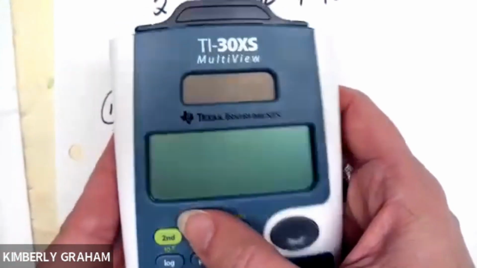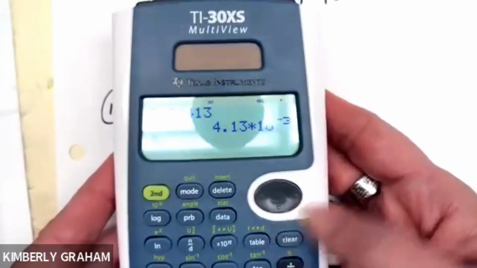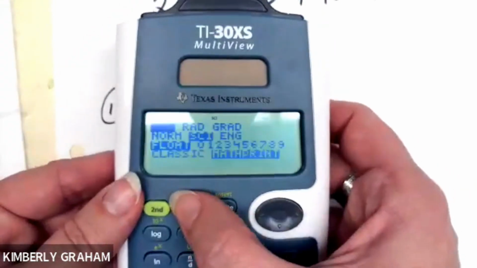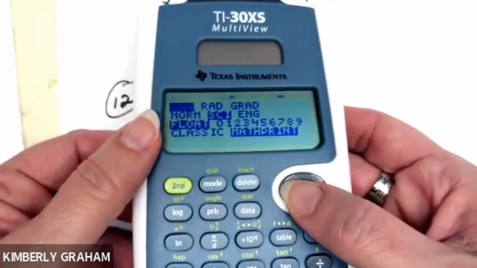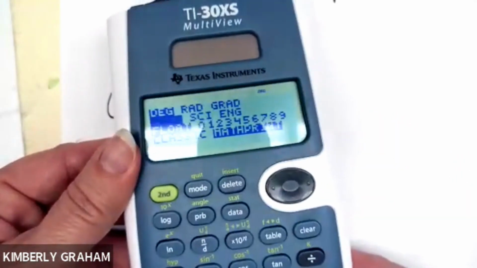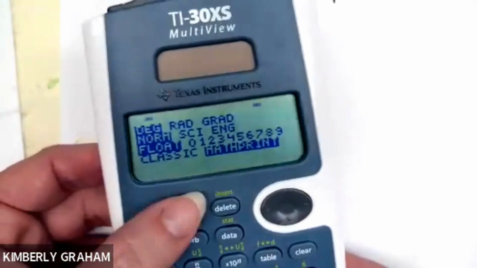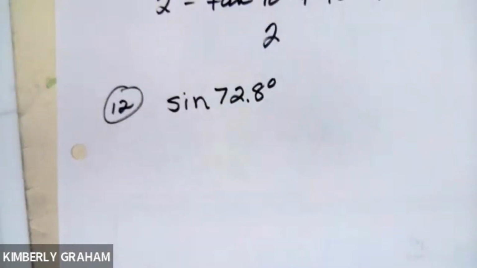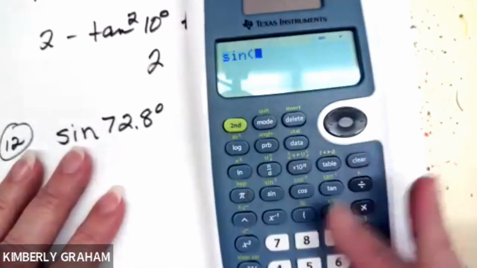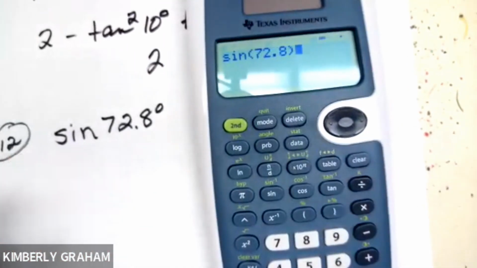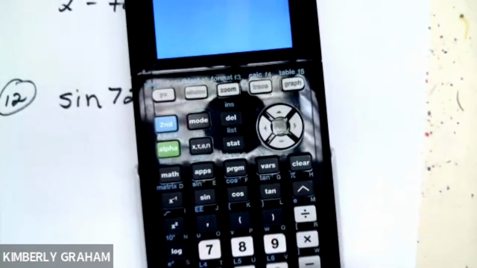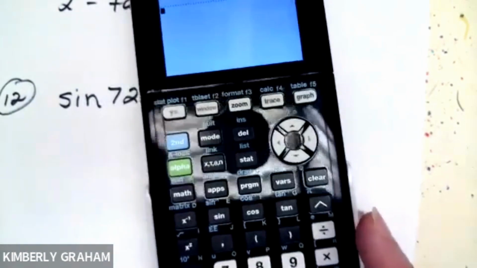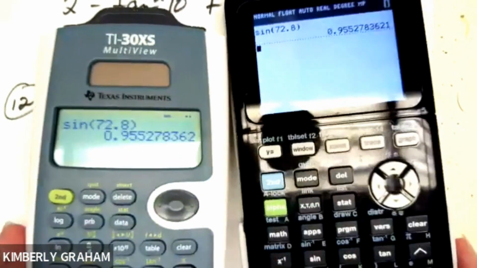Similar thing with this calculator. Mode, I need to be in degrees here, so I am, and I do not need to be in scientific notation. So now we just put this in the calculator. Sine of 72.8. So we get, what are we supposed to round it to? 2 decimal places. So 0.96.